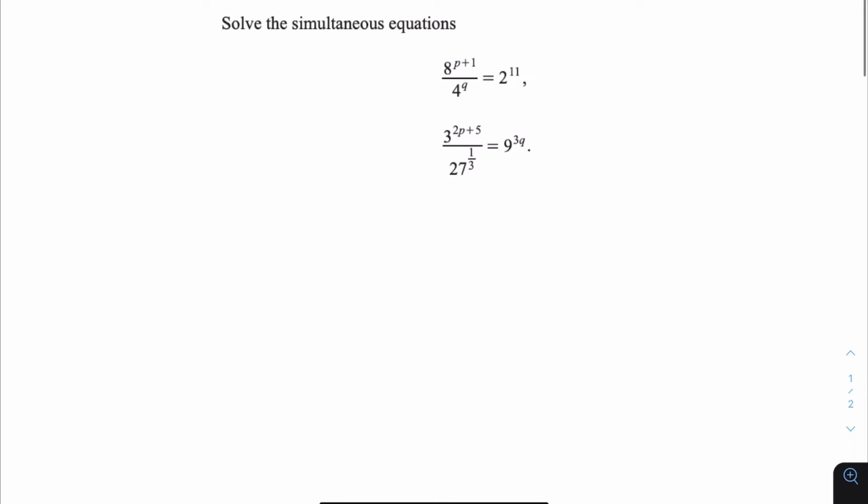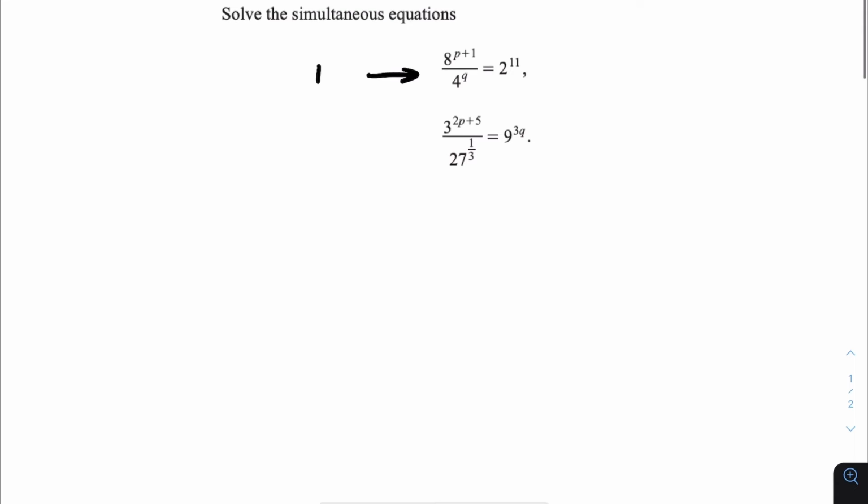So I'm going to first start off by labeling the equations. This will be equation 1. This will be equation 2. So let's start off by breaking down equation 1.